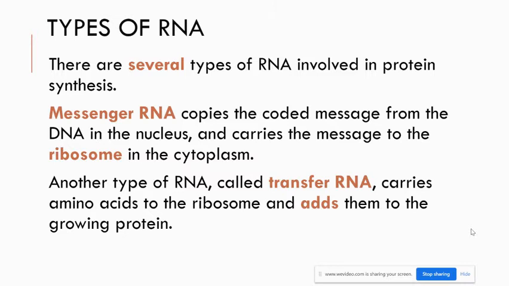The different types of RNA that we have each have different purposes. Messenger RNA copies the coded message from the DNA in the nucleus, and then it carries that message to the ribosome in the cytoplasm. Then another type of RNA called transfer RNA carries those amino acids to the ribosome, reads the code, and adds them to the protein.